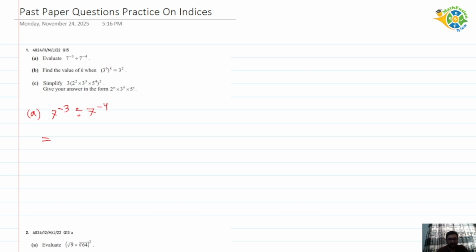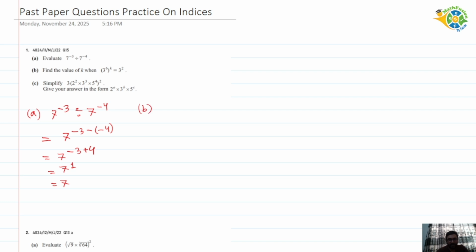So, here the two terms are in division form and the bases are the same. So, we will apply the quotient rule. So, 7 to the power minus 3 minus minus 4. The power of the denominator will be subtracted from the power of the numerator. So 7 to the power minus 3 plus 4. Okay. So 7 to the power 1 equals 7.